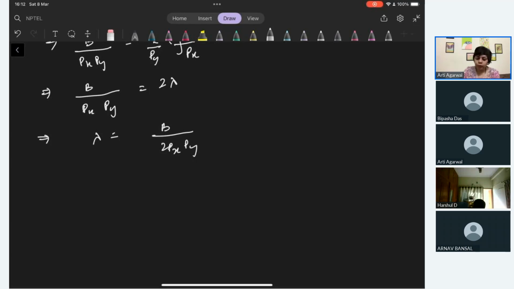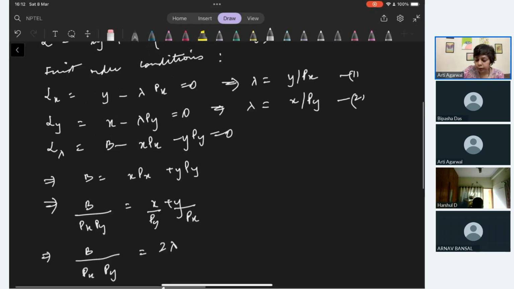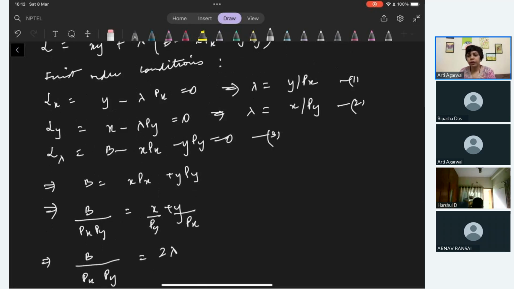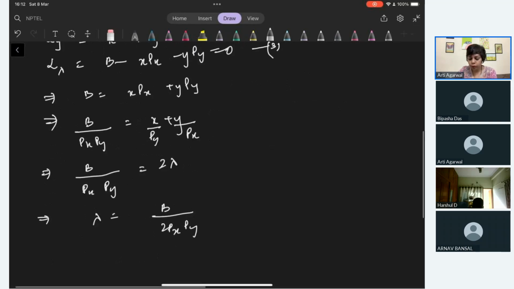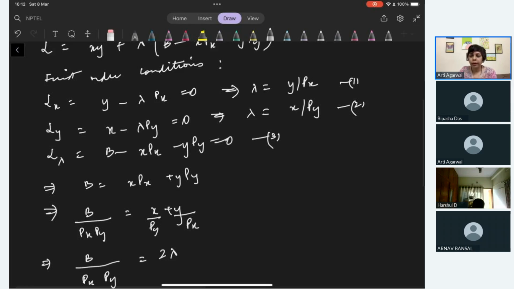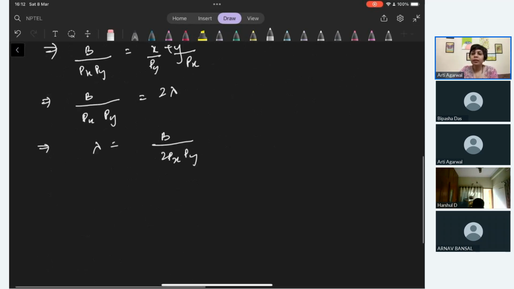Let's call this equation 3. From equations 1 and 2, we can now write expressions for x and y. You know the value of lambda, we've simplified lambda. Now we can write expressions for x and y, and this is the Marshallian demand, because now you're writing x in terms of b, px and py, and that is what the Marshallian demand is: an expression for the demand of a good in terms of budget or income and the prices of the two goods.